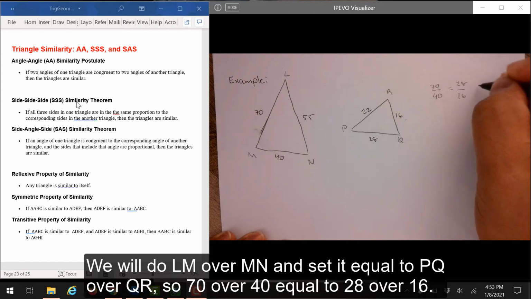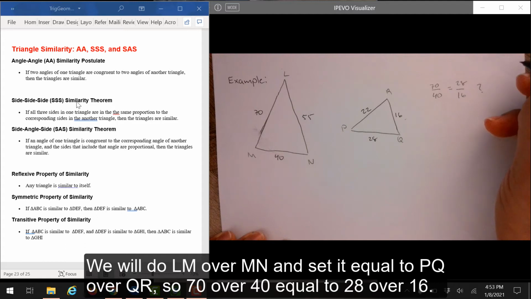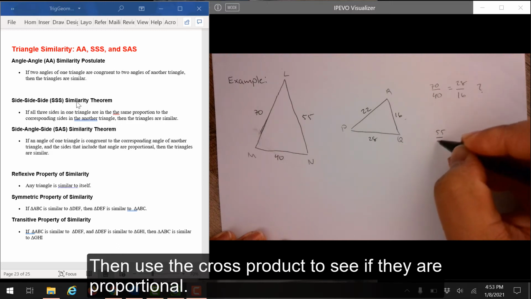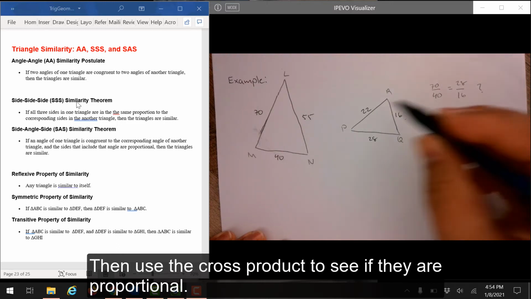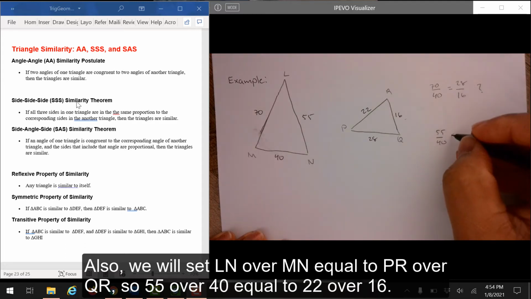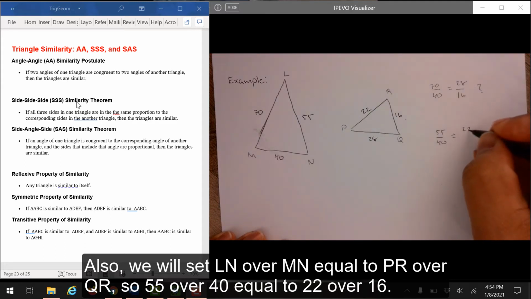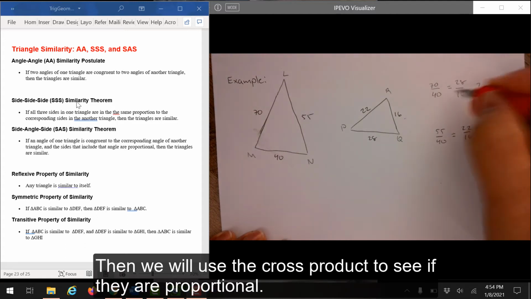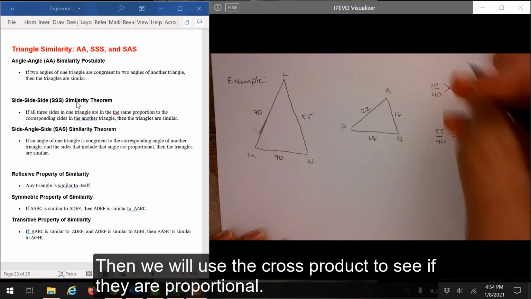We will do LM over MN and set it equal to PQ over QR. So 70 over 40 equal to 28 over 16. Then use the cross product to see if they are proportional. Also, we will set LN over MN equal to PR over QR, so 55 over 40 equal to 22 over 16. Then we will use a cross product to see if they are proportional.